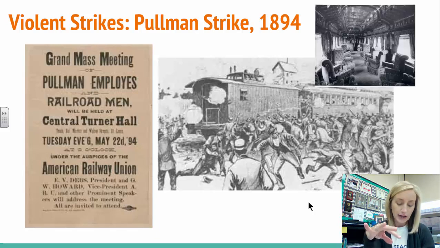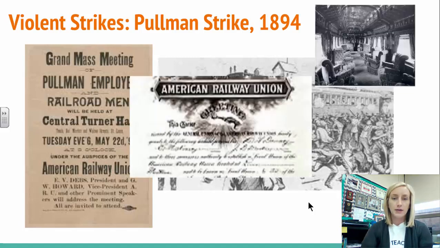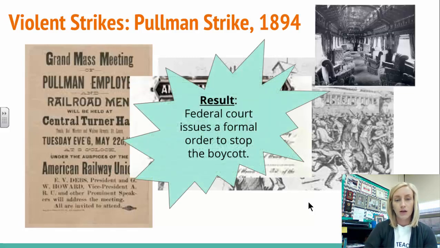And this strike and boycott ends up spreading across the country, to a point where President Cleveland at the time sends federal troops again, and yet again violence erupts. So the strike and boycott actually lasts from May to August, and it was actually organized by the American Railroad Union, and that was led by Eugene Debs at the time.